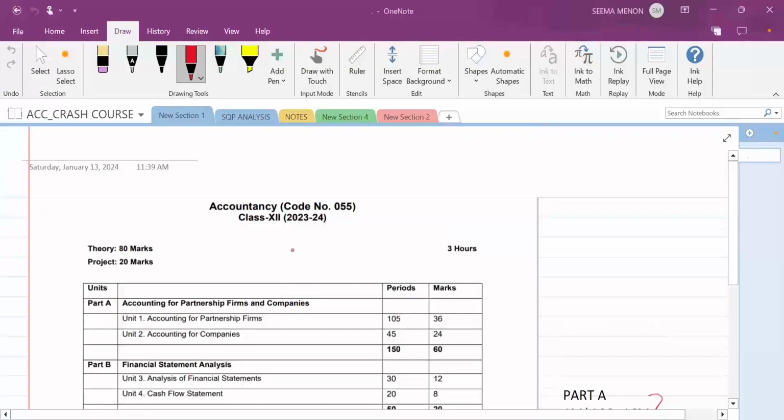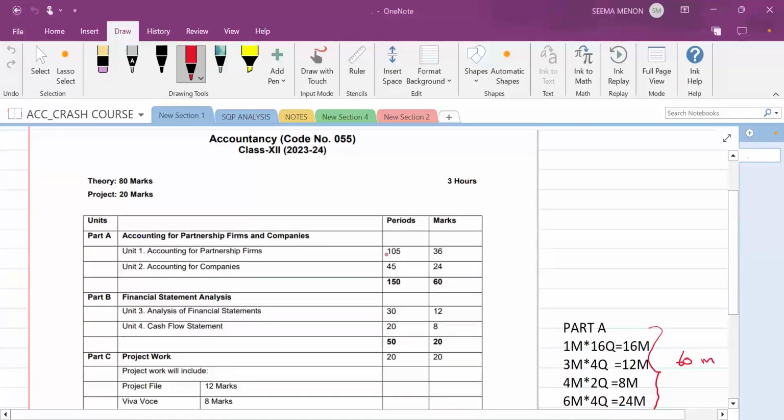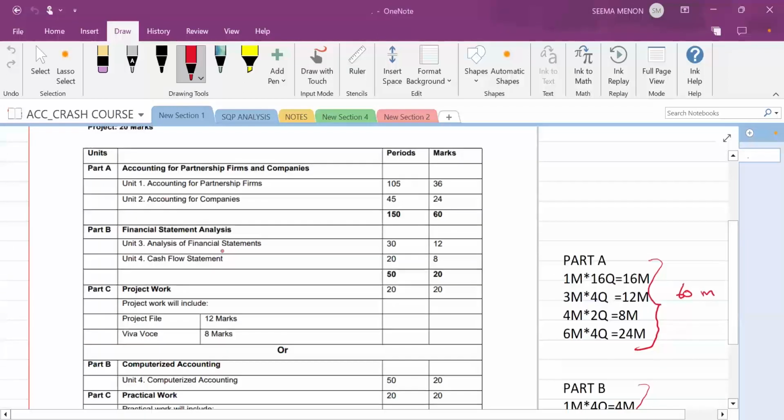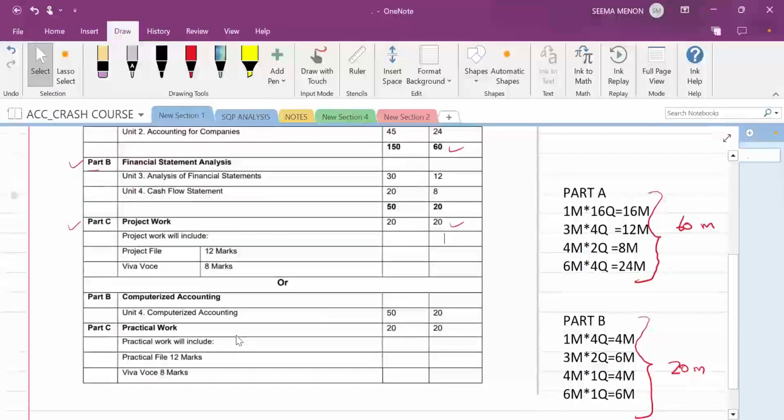So, here you can see the curriculum. There are parts A, B, and C, and C is the project work. A and B are two books by NCERT. Part A contains book 1 and part B contains book 2. Part A is for 60 marks and part B is for 20 marks. After that, there is a third option for computerized accounting that we are not following.